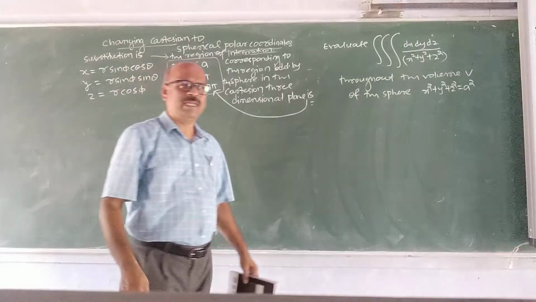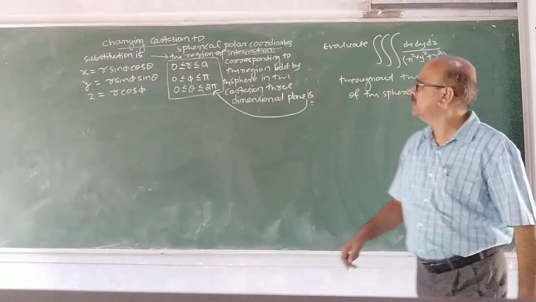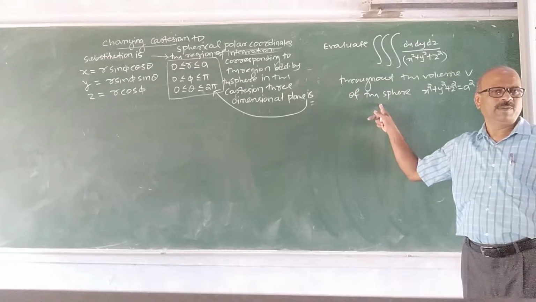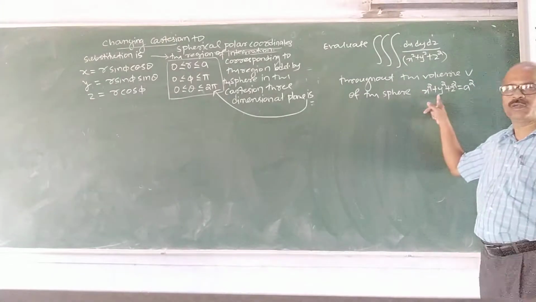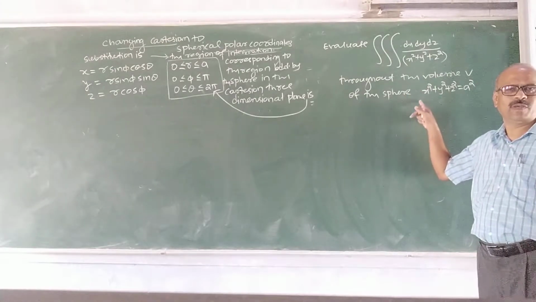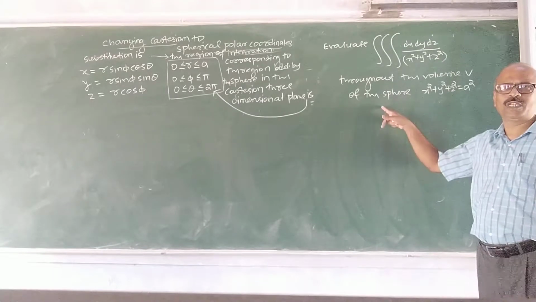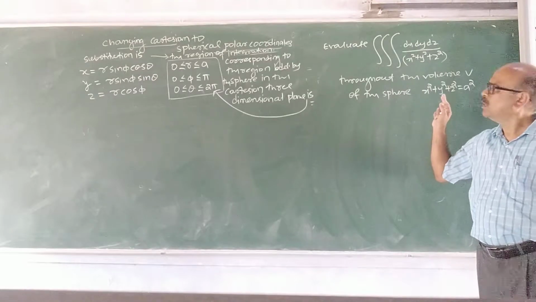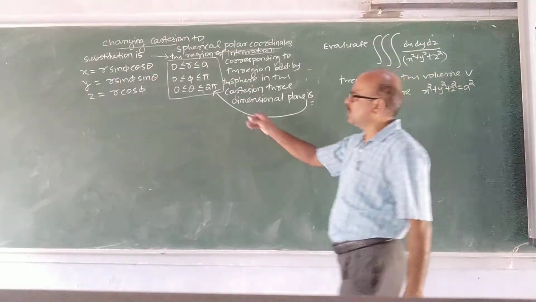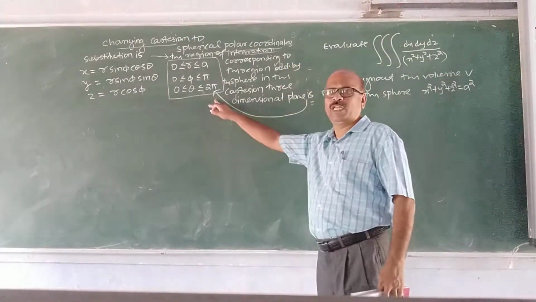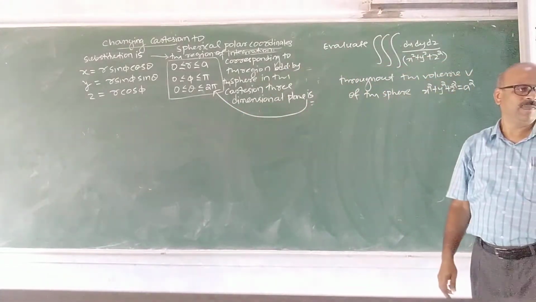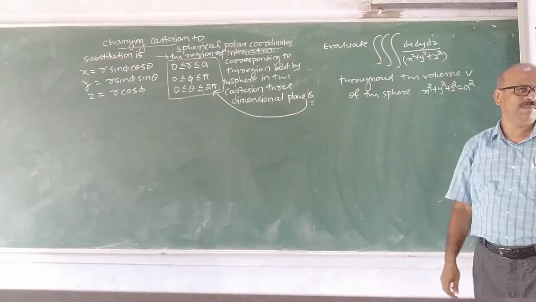You can try directly also. For the sphere, you know what the limits of integration are. Correct? Minus a less than or equal to x less than or equal to a. What are the values of y? Minus root a square minus x square to plus root a square minus x square, and so on. But if you use this substitution, change of variables, then the problem is simplified. So we have to use that.